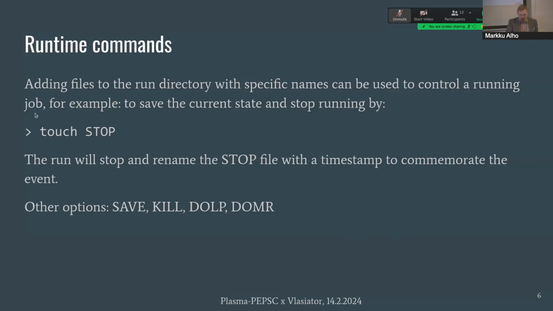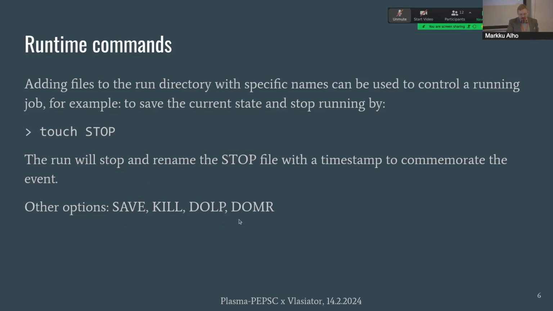And once you give these commands, these files will be renamed with a timestamp, so you'll get an accounting of what you have been doing with the run. So you don't have to think about what has been going on. There are other options. So just save a restart and keep running, and then the kill command, which is just like: stop running right now, don't save anything.